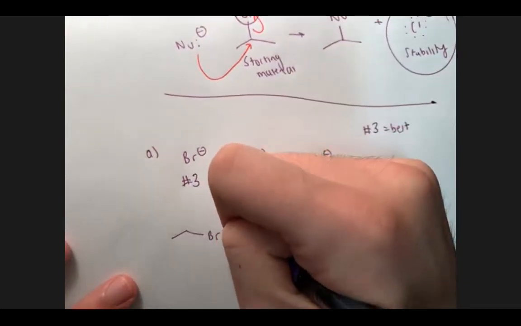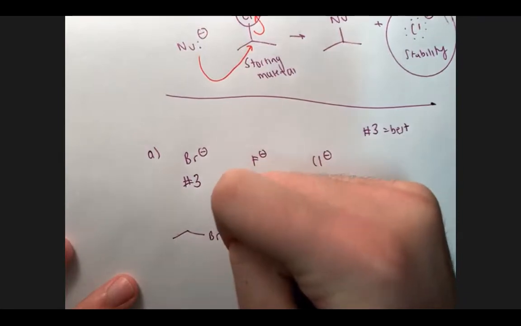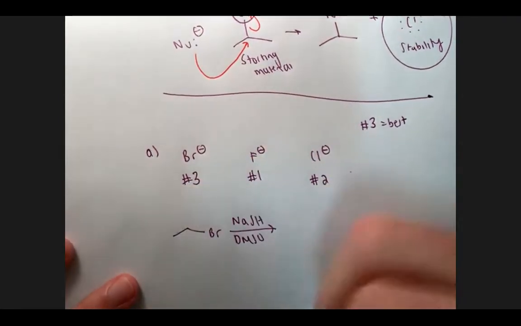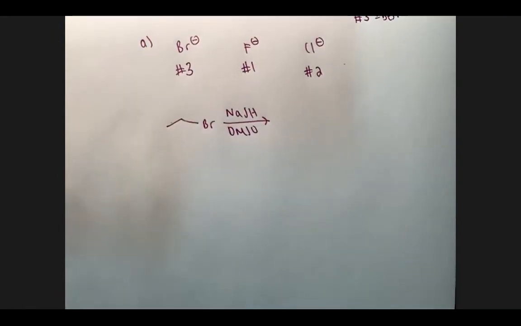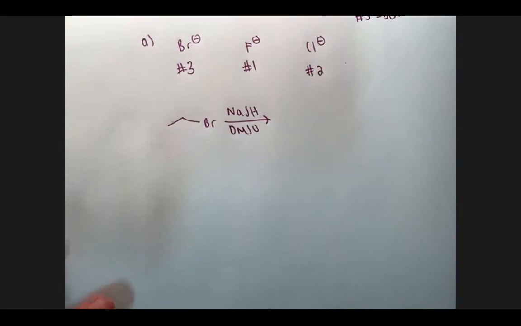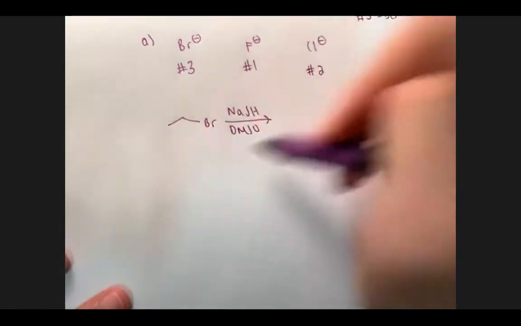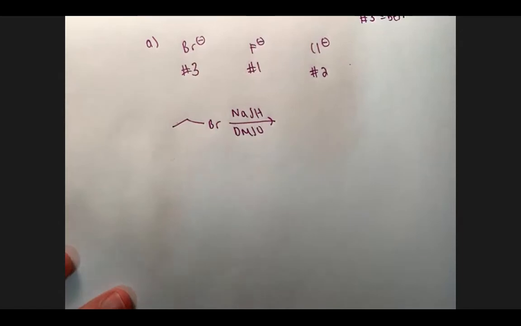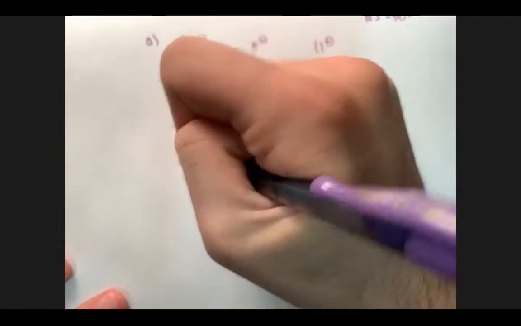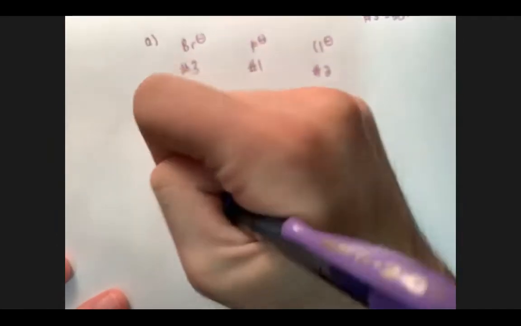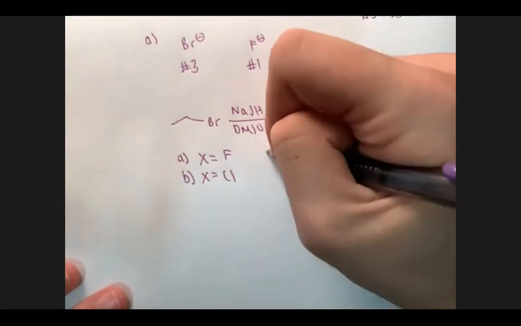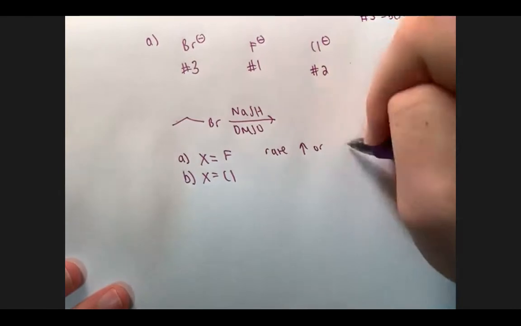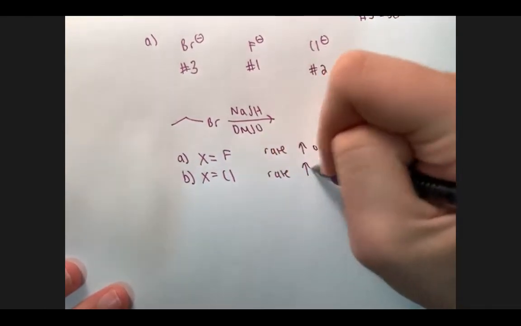This could be how it's presented on your test. So this is me giving you a problem. Ready? I could say, given the above reaction scheme, what would happen to the reaction rate? My question is, what would happen to the reaction rate if A, I change the halide to fluorine, and B, if I change that halide to chlorine? Does the reaction rate increase or decrease? Does the rate increase or decrease?